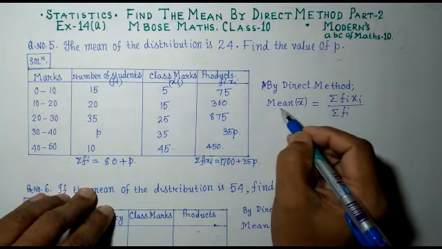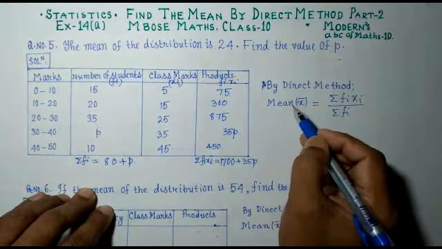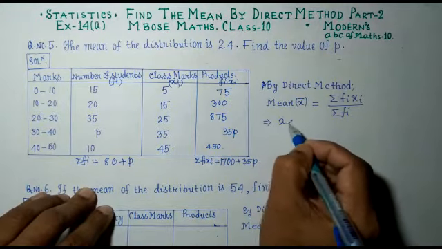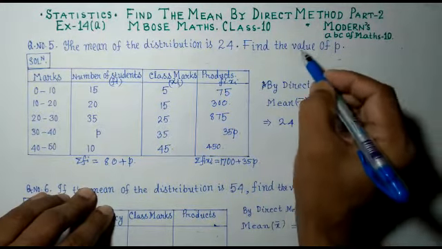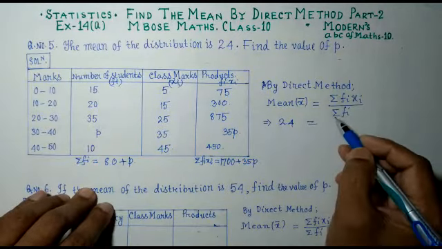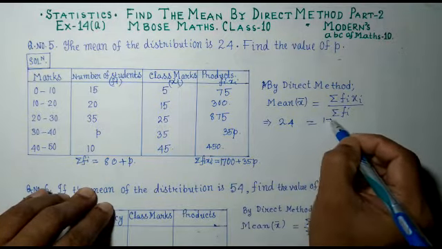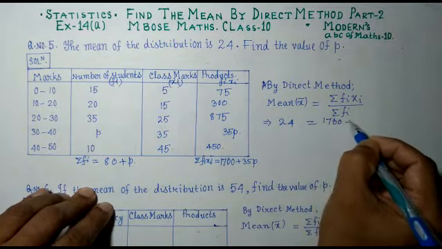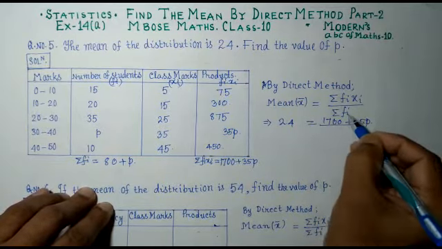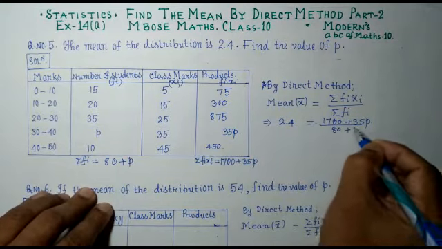Then see, the value of mean is given in the question. The mean of the distribution is 24. So value of mean is given here. So we write here 24 is equal. We have to find the value of p. So this p value will come. Let us see how. Put the value of sigma fi xi from here. It is 1700 plus 35p by, put the value of sigma fi, it is 80 plus p.